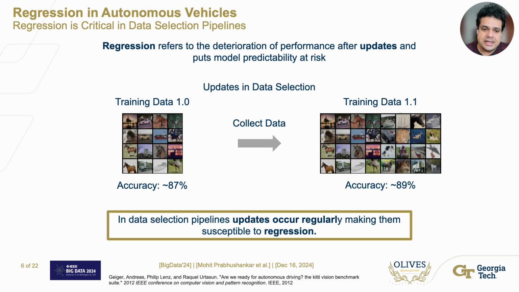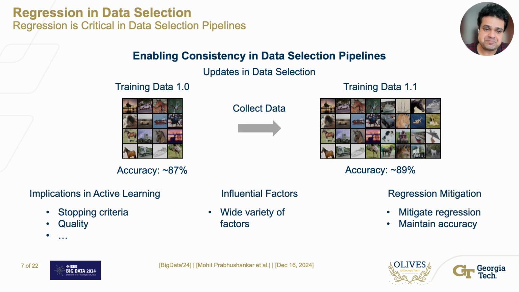So, our goal in any machine learning algorithm is to construct a good training data set which gives us better accuracy. In a data selection pipeline, updates generally happen quite regularly, and hence it's very susceptible to this idea of regression. So we have a training data set which was giving us 87% accuracy. Then we collect new data that gives us an accuracy of 89%. However, there is going to be some amount of regression that might have happened in the model that is trained on top of this data. And our goal in the paper is to mitigate this kind of regression that happens during data subset collection.